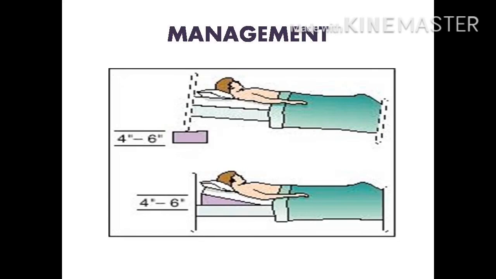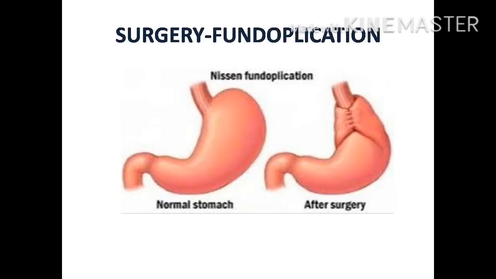The surgical management for this hiatal hernia is fundoplication. That is a wrapping of the fundus of the stomach around the lower portion of the esophagus. That is, the top portion of the stomach will be wrapped around the lower portion of the esophagus. The important objective of this surgical management is to reduce the hernia and to prevent the movement of the gastroesophageal junction.